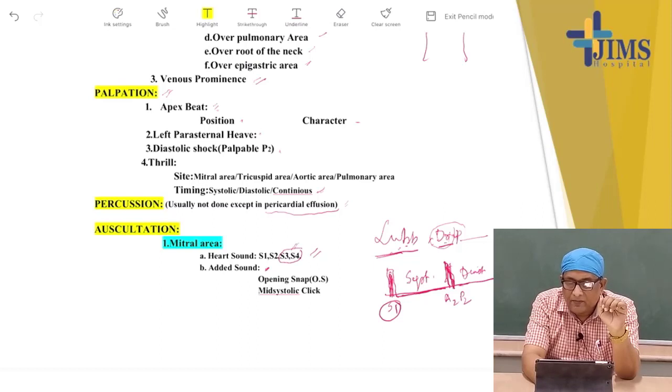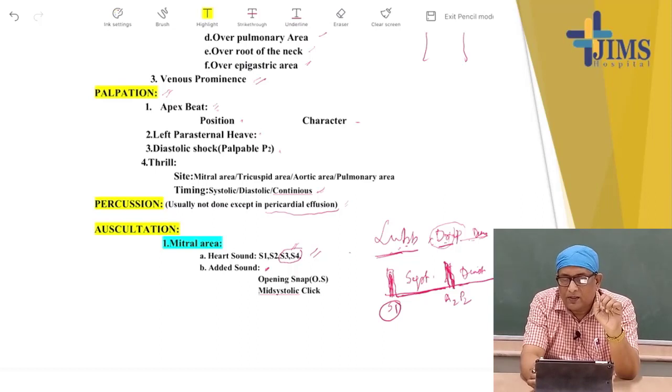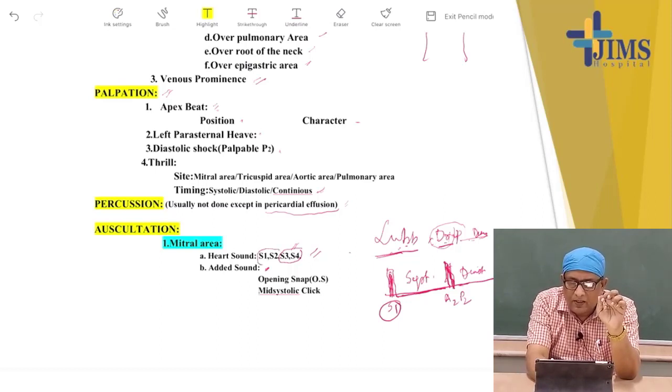Sometimes S3 may be heard in certain conditions, such as heart failure. Lub, dub, dus, lub, dub, dus. This will be the sound. After the second heart sound, there will be a soft heart sound, that is the third heart sound. It is found in left ventricular failure. Sometimes a fourth heart sound may be heard in children just prior to the first heart sound. As a beginner, you should concentrate on the first and second heart sounds and find out any added sound.